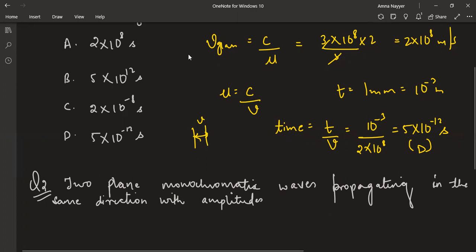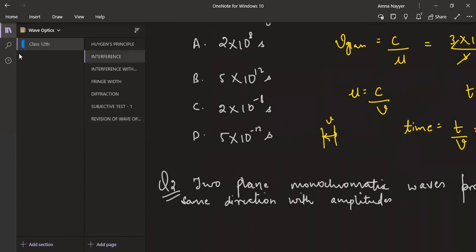Written the above part, the solution. If anyone is writing, let me know.